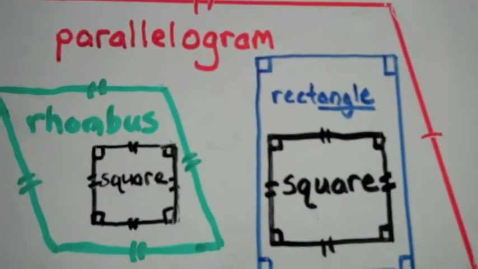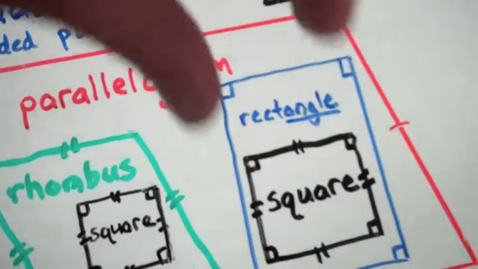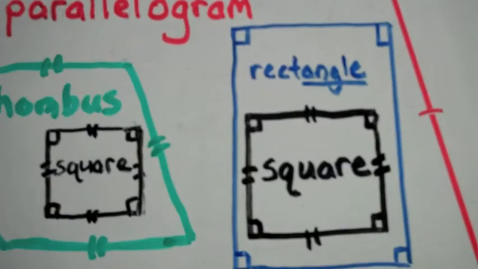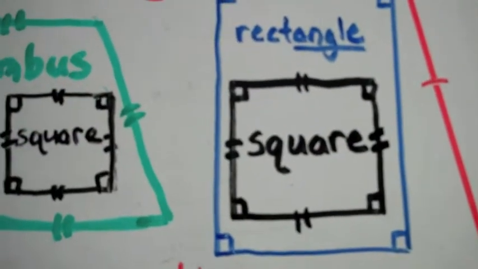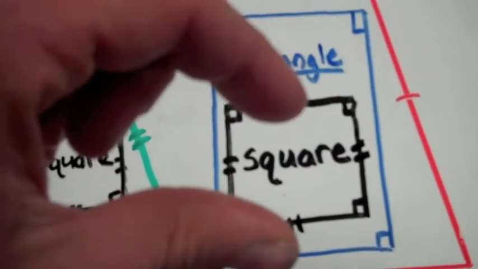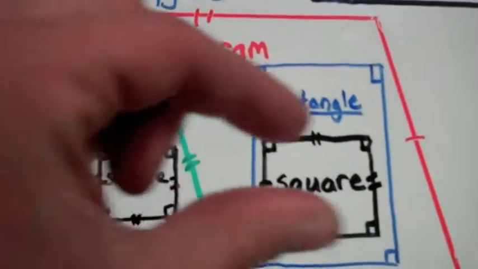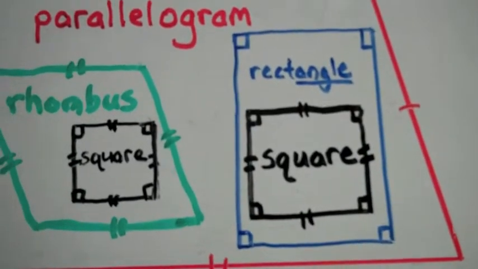Okay, another part of the parallelogram family is a rectangle. A rectangle is still a type of parallelogram. Opposite sides are parallel. If continued on, they'd never touch. But it's special because it has four right angles, square corners. Within this rectangle family is the square family. The square is a rectangle because opposite sides are parallel, it's a rectangle because it has four square corners, just like the rectangle. It's a parallelogram because its opposite sides are parallel. And it's a quadrilateral because it has four sides.